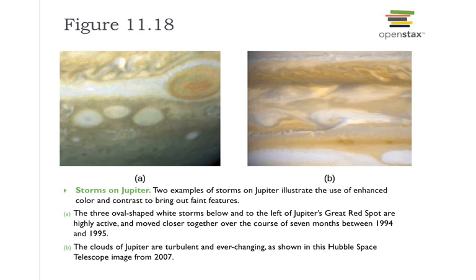Here's some more images of Jupiter looking at some storms. And we see in that first image 3 other oval storms there that tend to move closer over a period of several months there. So lots of activity, lots of storms happening throughout the surface of Jupiter.